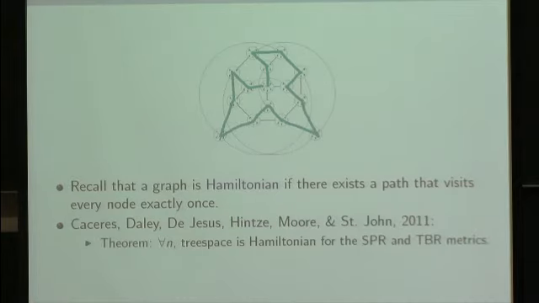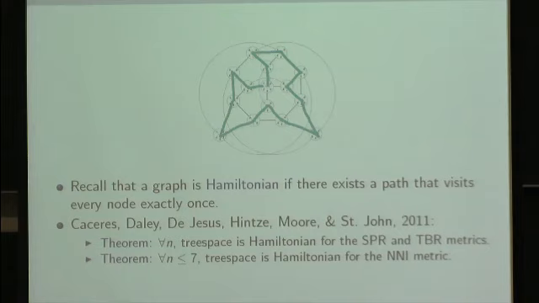So what we were actually able to show was that when you look at tree space under SPR and TBR metrics, so not under NNI, but under SPR and TBR, we can find a Hamiltonian path. That is, the shortest path that visits every node is the right answer. For NNI, we were able to do it for n less than 7.